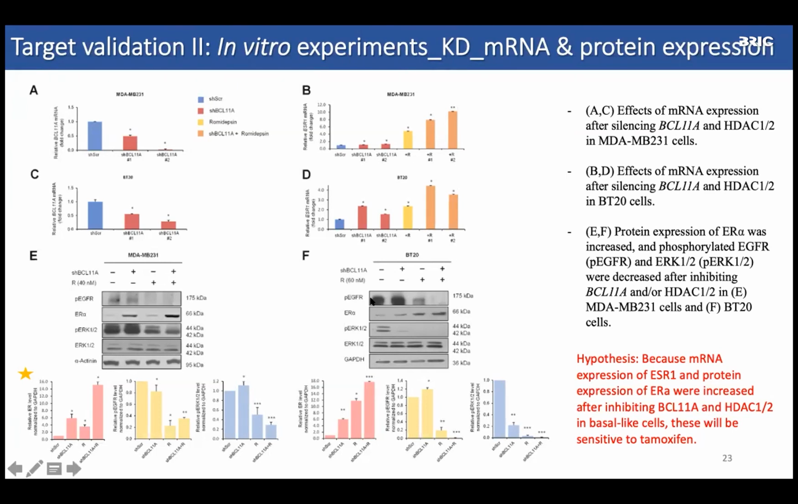We also measure the protein expression of ER alpha. ESR1 is the gene for ER alpha. So we measure the protein level of ER alpha, and it shows an increase of ER alpha expression after inhibiting both BCL11A and HDAC1 and 2. And simultaneously, the activity of EGFR and its downstream target, ERK, is also decreased after inhibiting both BCL11A and HDAC1 and 2, up to 100-fold for this particular cell line. So we were able to prove that the phenotypic marker for luminal A cells has been increased after inhibiting those target genes, whereas the phenotypic markers for basal-like cells have been decreased.